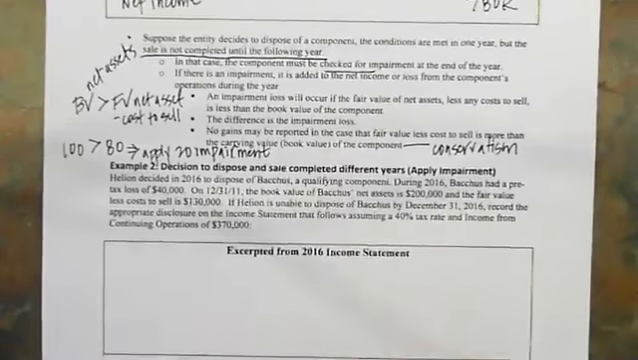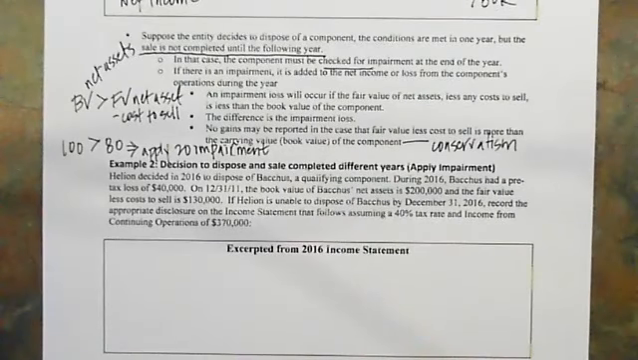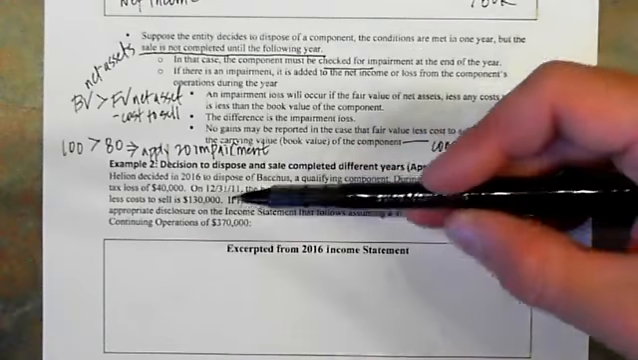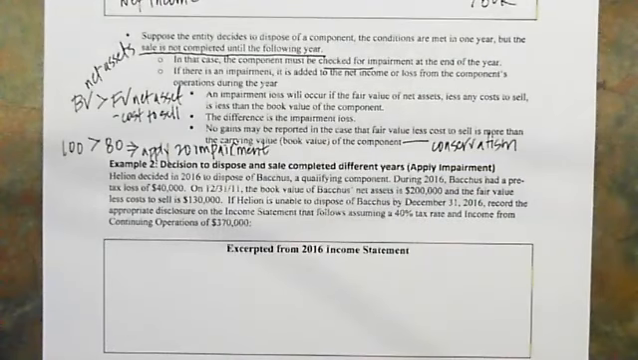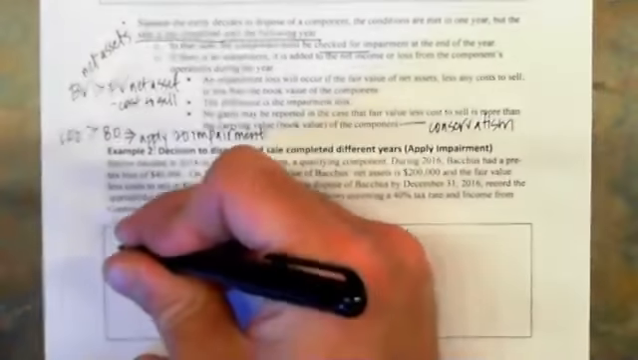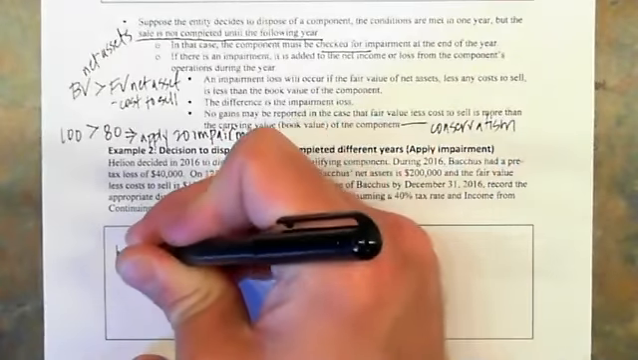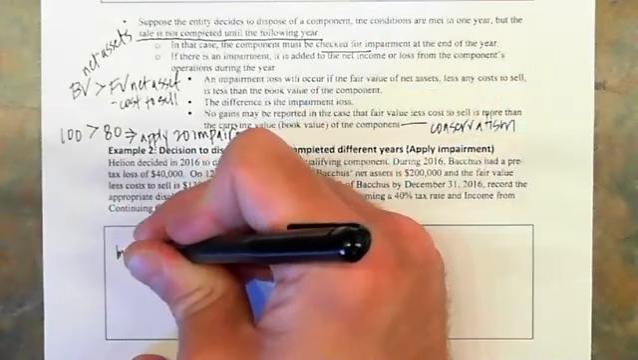So let's look at a different one. Helion decided to dispose of Bacchus, which is a qualifying discontinued component. Bacchus had a pre-tax loss of $40,000 on December 31st. The book value of Bacchus's net assets was $200,000, and the fair value less cost to sell is $130,000. If they are unable to sell Bacchus, record the appropriate disclosure on the income statement that follows, assuming a 40% tax rate, and income from continuing ops is $370,000.